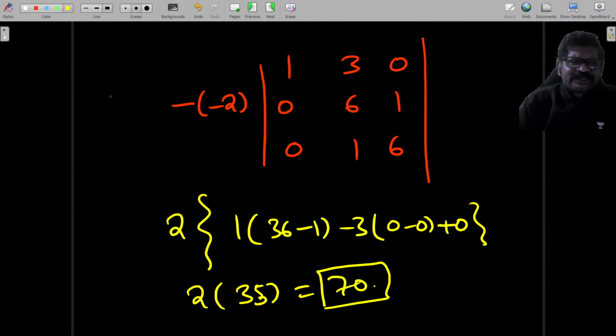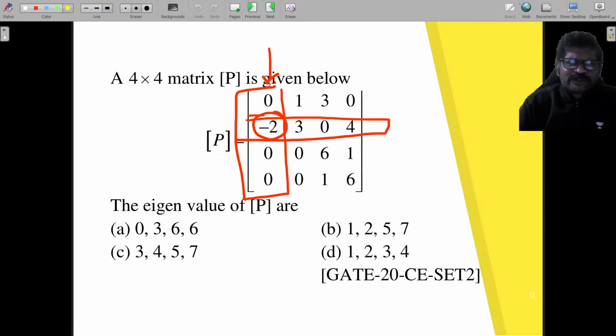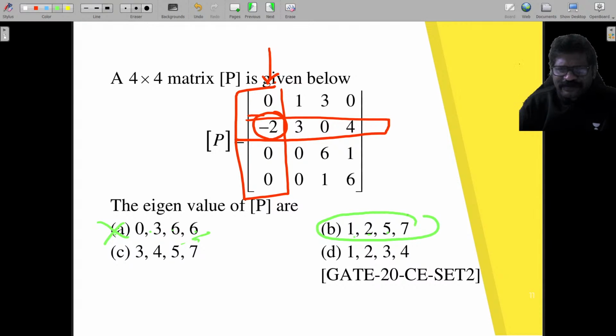We know that the determinant value is equal to the product of eigenvalues. That's why verify option-wise the product of eigenvalues. Here 3 into 6 into 3, not 70. Second option, 1 into 2 into 5, 10. 10 into 7, 70. Here we have 70.